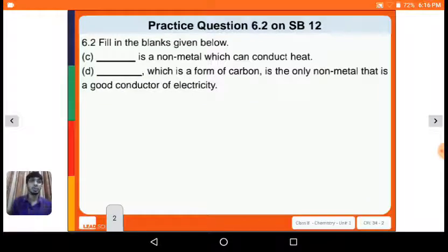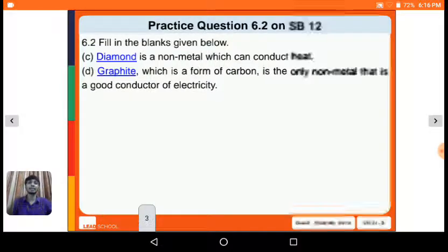Practice question number 6.2 in your supplementary book, page number 12. Please open your book. The question is: fill in the blanks given below. First blank: a non-metal which can conduct heat. And a form of carbon is the only non-metal that is a good conductor of electricity. So the answer is diamond and graphite.